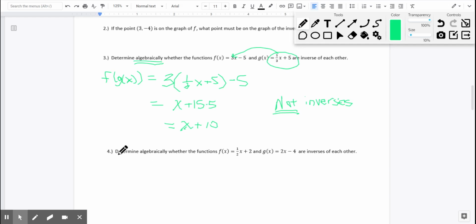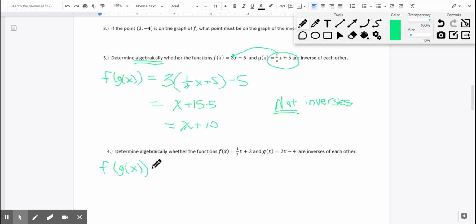Okay, so number 4, take a look at these. Just curious, do you think they look like inverses? I have times 1/2 and I have times 2. So I have times 2 and divided by 2. That looks pretty good. Those are inverses. Plus 2 and minus 4 are not inverses though. So I would say if I were to look at this, I would think that they're probably not.